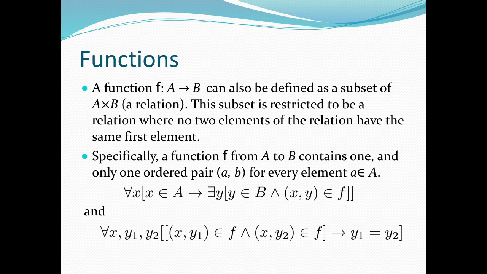So a function f from A to B contains one and only one ordered pair, like a and b, for every element a that belongs to A. And this satisfies the quantifier, where for all x, x belongs to A, there must be at least one y that exists in B, and x and y both belong to the mapping function f.